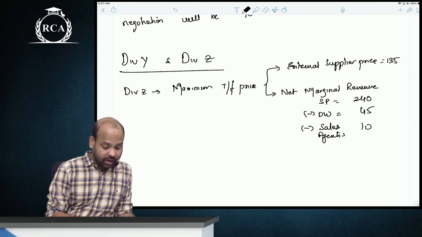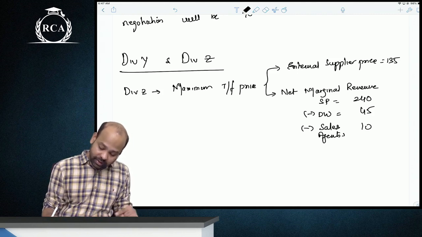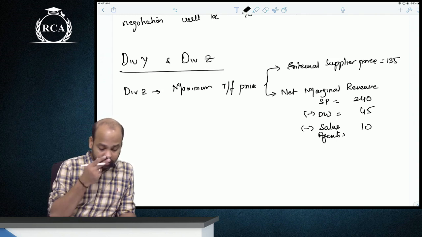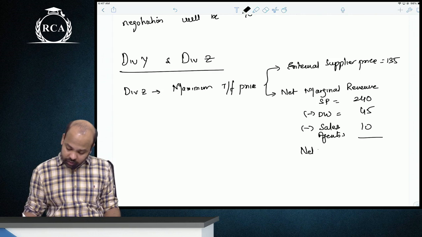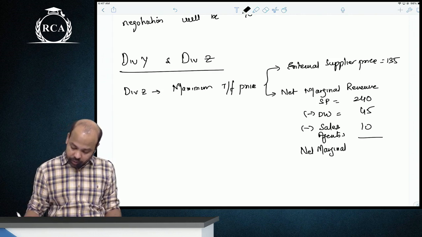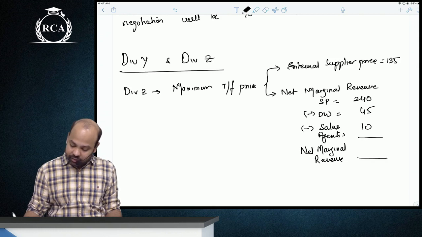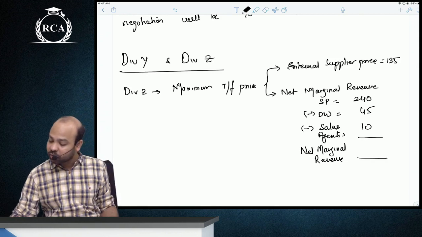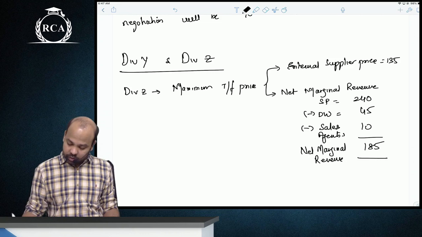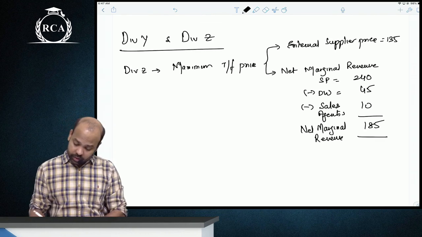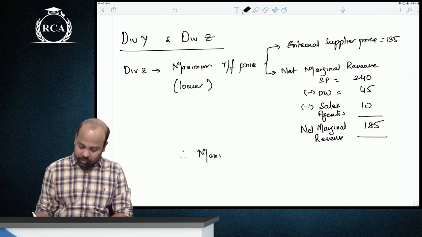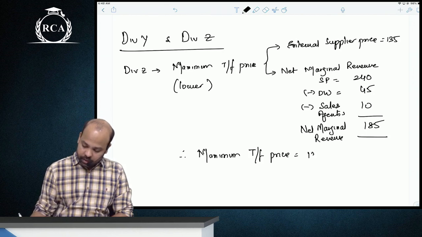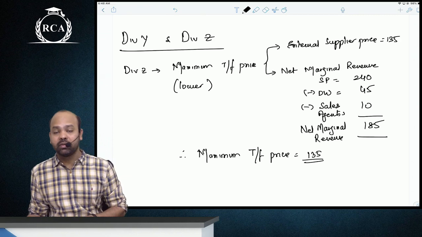Is there anything else that they are incurring, guys? The 10 rupees and 8 rupees that division Y has to incur are not for this division. So this will give us the net marginal revenue. We took the selling price of product Z and then deducted the incremental expenditures that they have to incur, and that is 185 rupees. So, guys, lower of the above. Therefore the maximum transfer price, the maximum that they will be willing to offer, is 135 rupees.